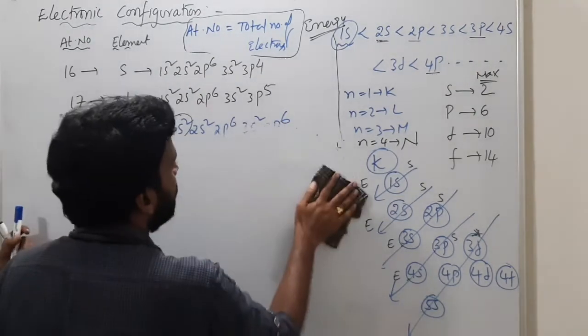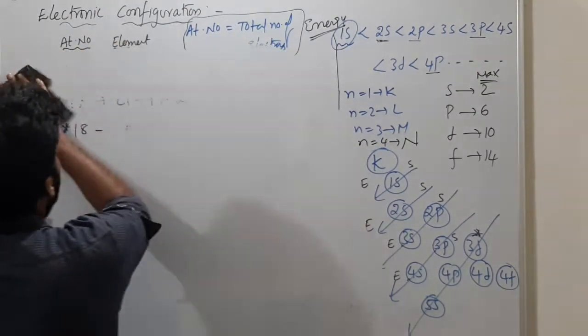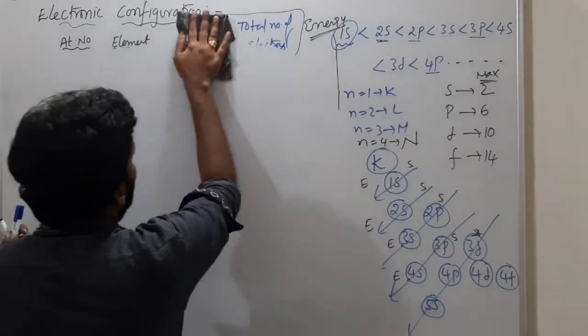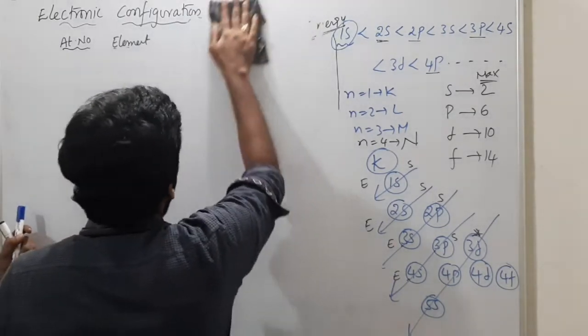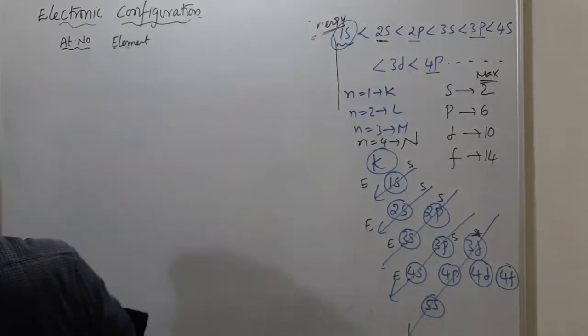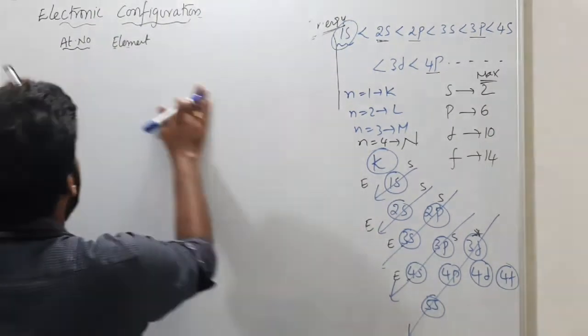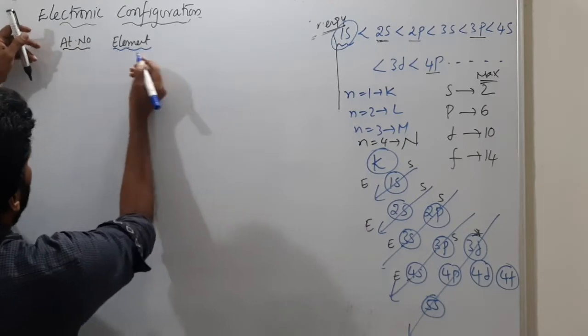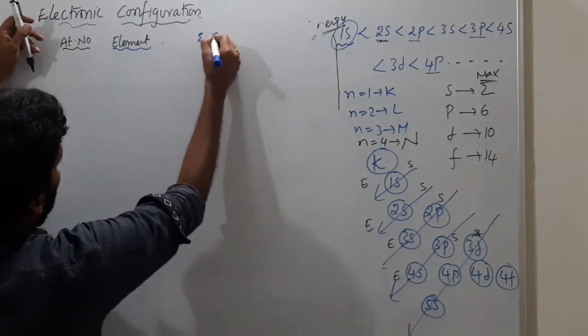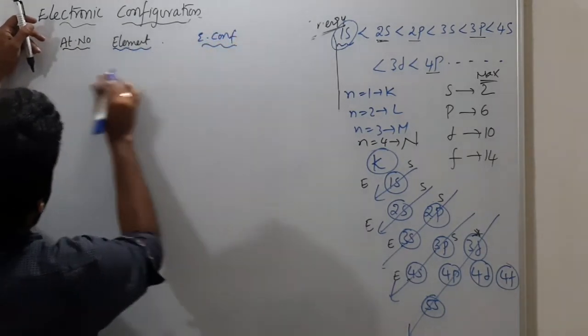Up to how many elements did we discuss? We discussed up to 30 elements. Atomic number, as I told you here, gives you the number of electrons present in an atom. So we have the element and its electronic configuration here.